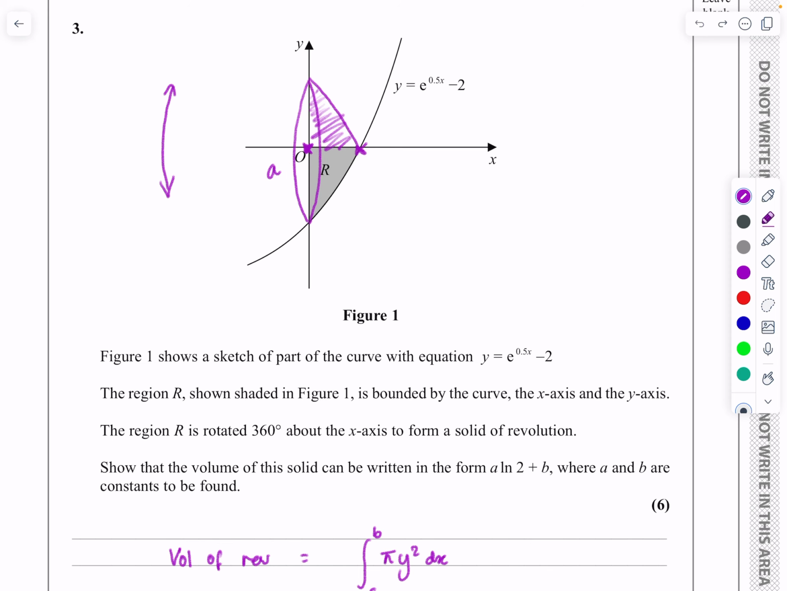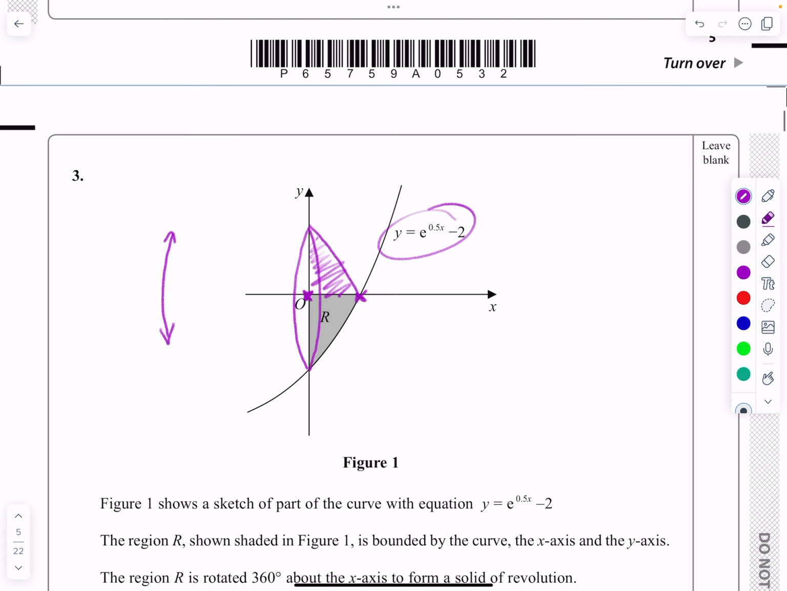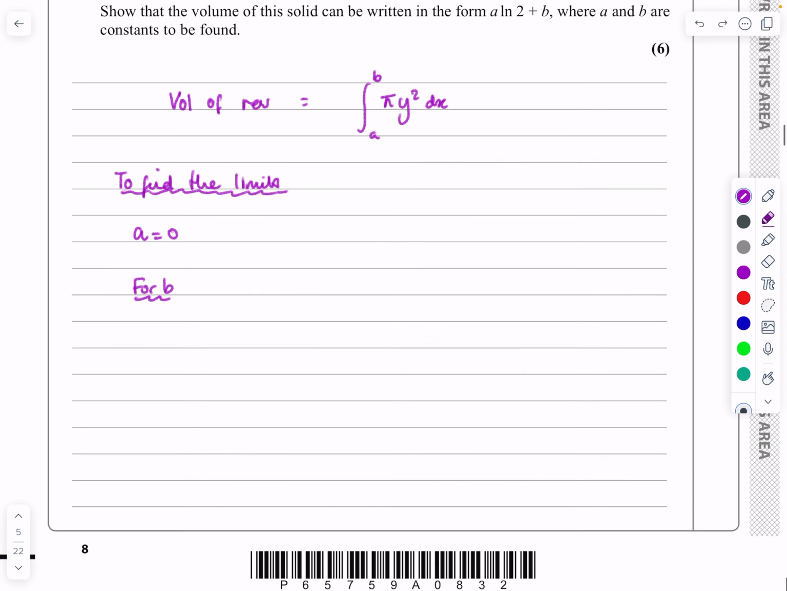So in terms of the examiner, that's the first thing I'm going to do. I'm going to say, okay, to find the limits, we can just state A. So A is equal to 0 straight away, but B is going to be where this curve is equal to 0, where y is equal to 0. So again, that's nice and easy to do. Just show the examiner what we're doing here. So for B, y is equal to 0, which means e to the 0.5x minus 2 is equal to 0.